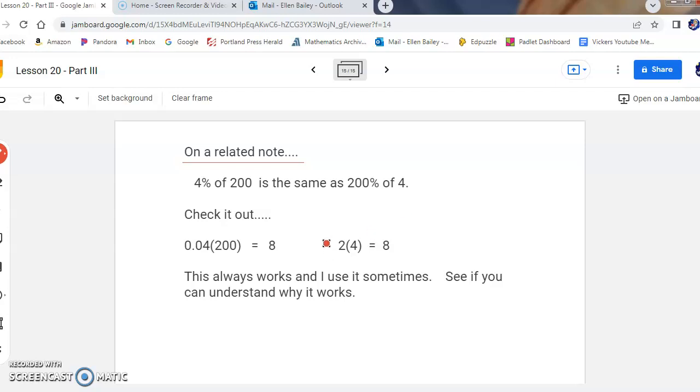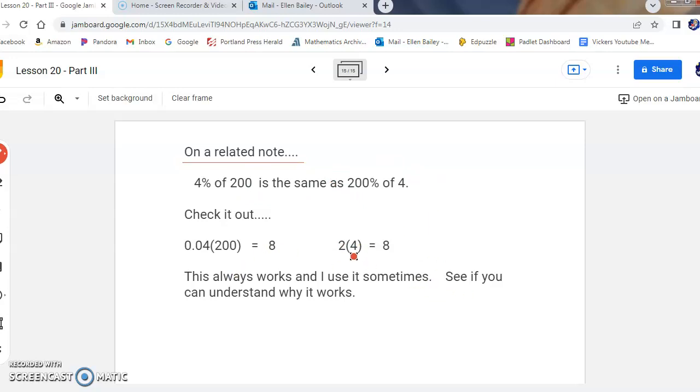All right, so check this out. 4% of 200 is 0.04 times 200. That's 8. Well, that's the same as 200% of 4. Well, if you remember, 200% is doubling something. That's 2. 2 times 4 is 8. So if you're figuring out 4% of 200, that's just going to be the 4 doubled if you remember this. All right, this always works, and I use it sometimes.